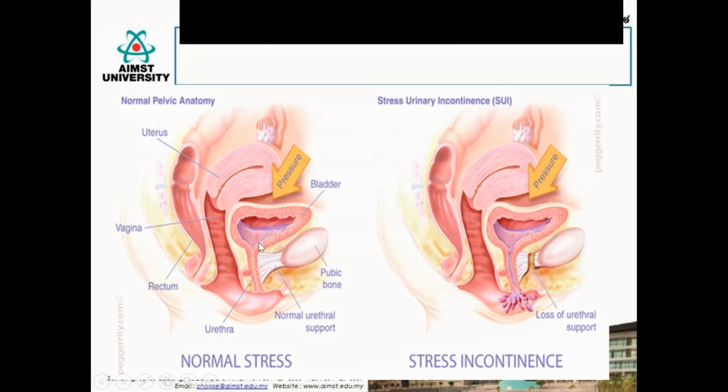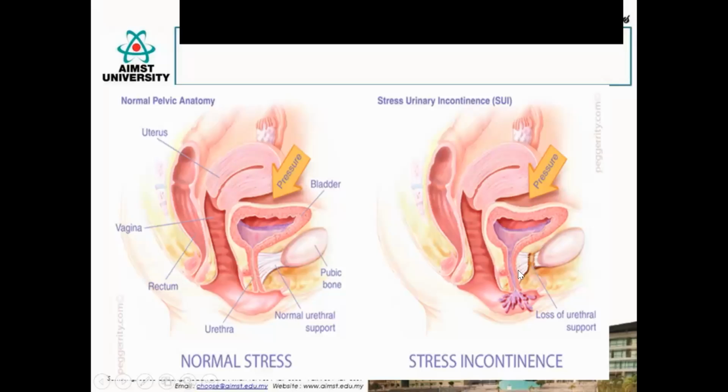So you can see here in the picture, this is a normal pelvic anatomy. Whatever pressure is exerted over the bladder, immediately there will be counter pressure from the pelvic floor muscle. Whenever there is pressure over the bladder, there will be counter compression of the pelvic floor muscle, so that there is no leakage. The urethra will be completely closed.